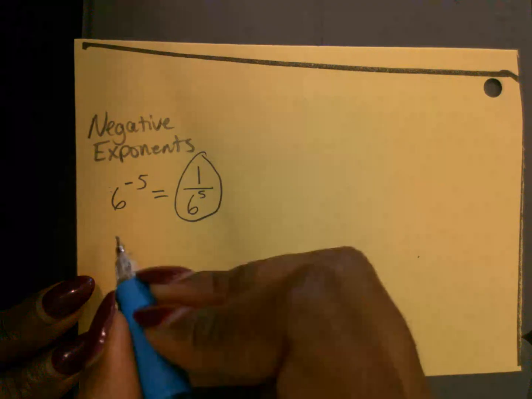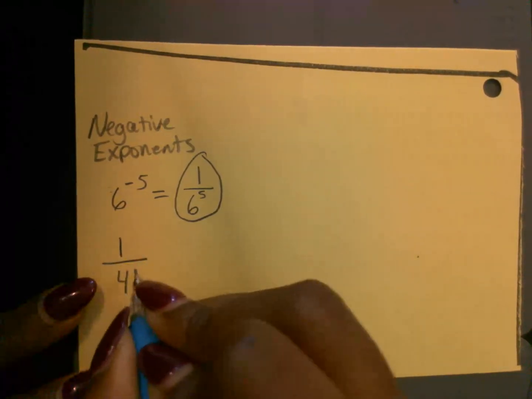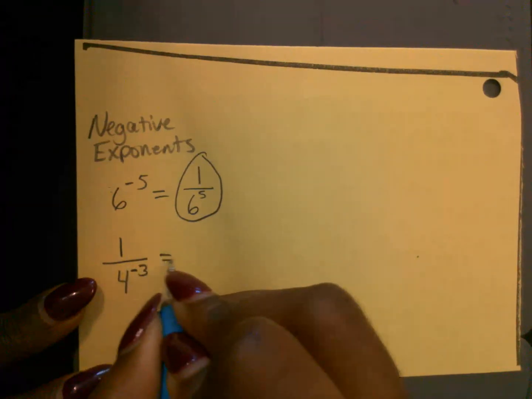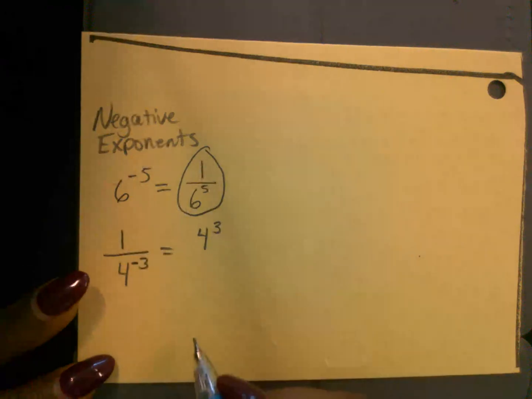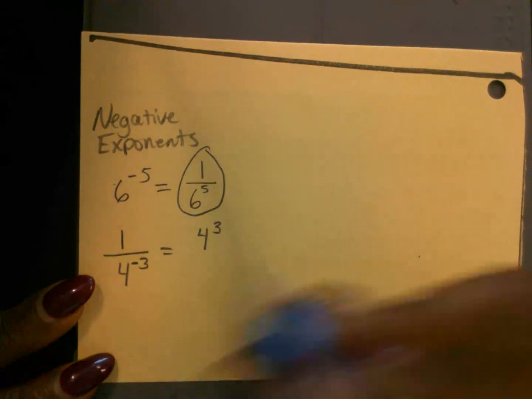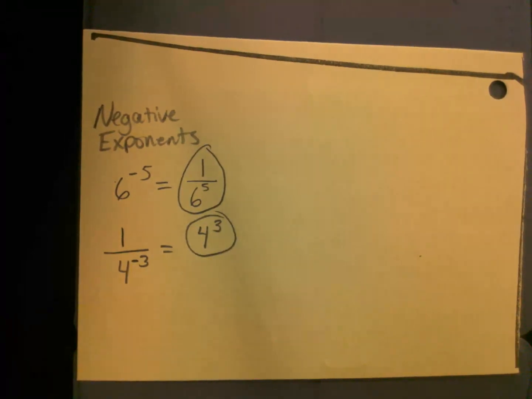If it's the other way around, where you have 1 on the top and it's 4 to the -3, you bring it to the top to make it positive. So now it's 4 to the +3 over 1, but the answer is still going to be 4 to the +3. Okay.